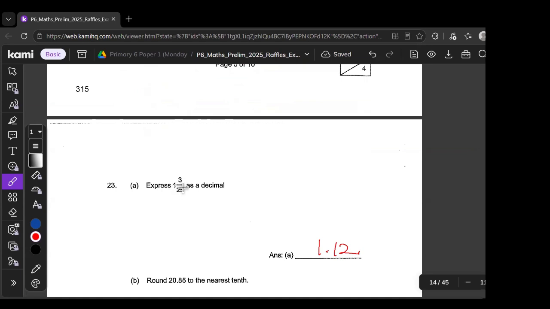Now, denominator is 25. How to change it into a decimal shortcut? You must make the denominator into a 10, 100, or 1,000. That is the shortcut, the magic. If I cannot make the denominator into a 10, I make it into 100 times 4. So 3 times 4, 12. 25 times 4 will be 100. Once your denominator is 100, what's the decimal? 1.12. So the shortcut is to change the denominator into a 10, 100, or 1,000.